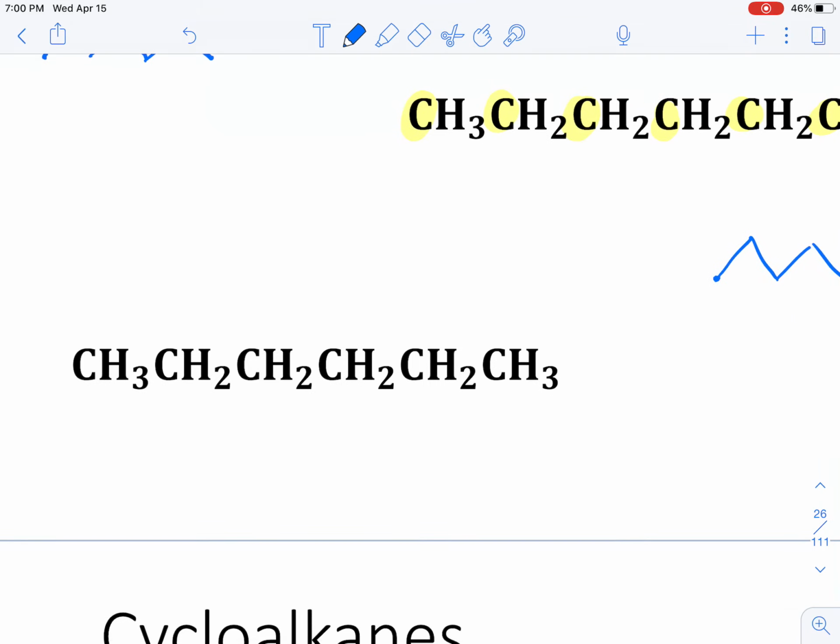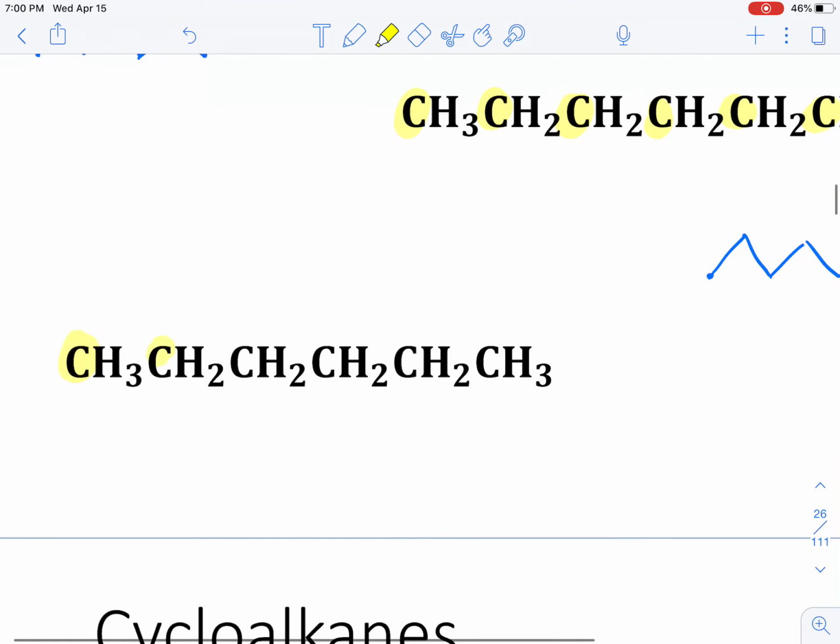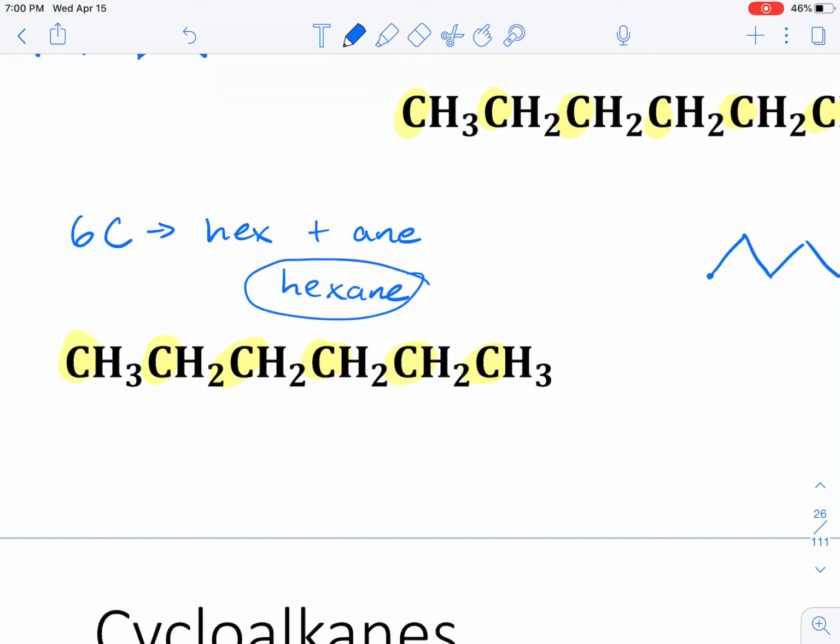So last but not least, we have 1, 2, 3, 4, 5, 6. And so 6 carbons represents the prefix hex. And once again, I don't see any double bonds or triple bonds, so I'm going to use the suffix ane. And so the name of this compound is hexane.